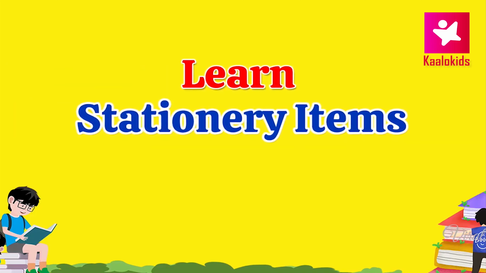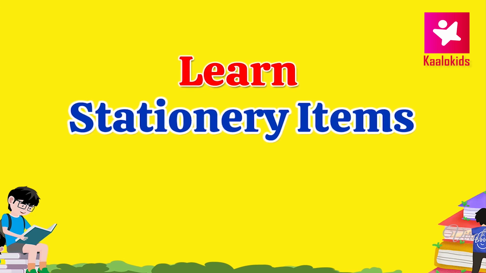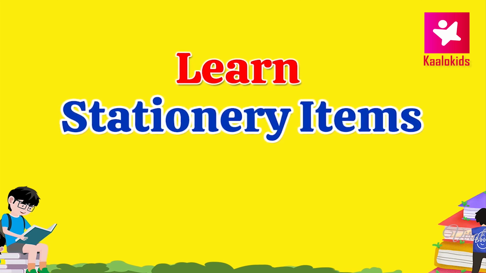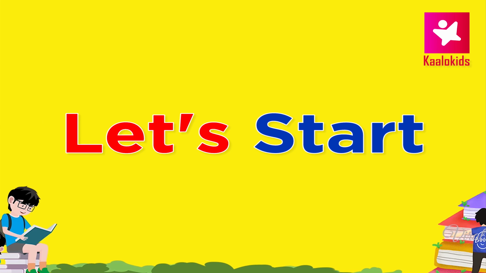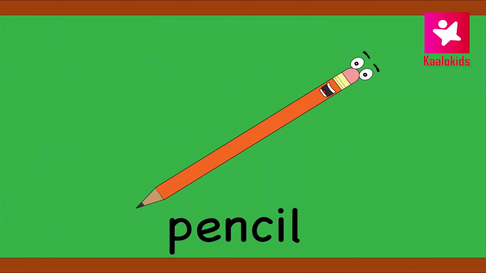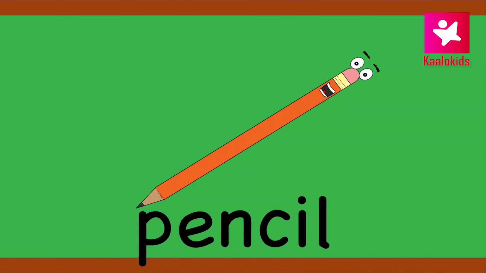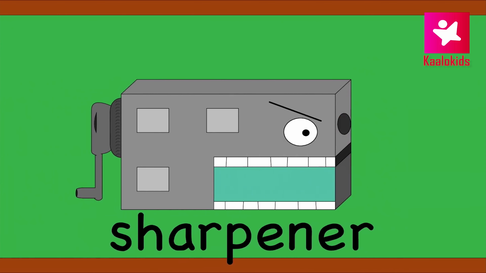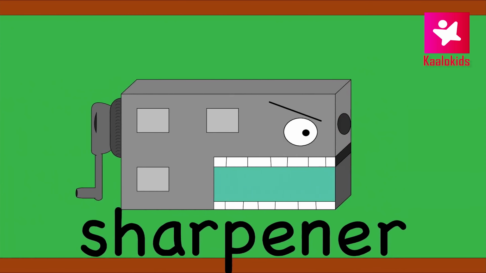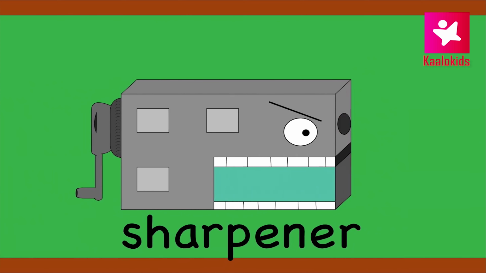Hi, let's learn stationery items. Let's learn stationery items. Let's start. This is my pencil to write. This is my sharpener to sharpen my pencil to write beautifully.